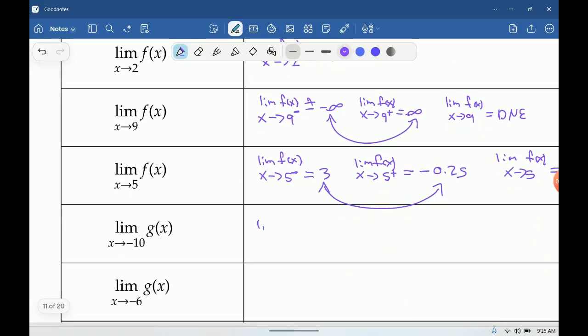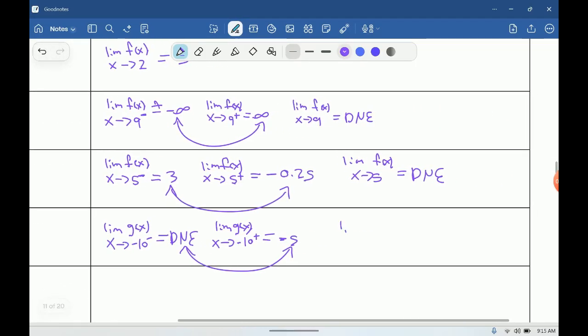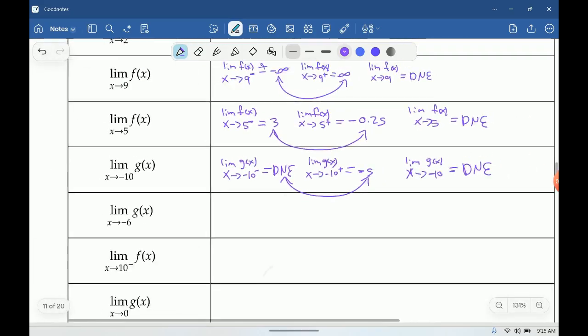And we would write it down as the limit of g of x as x approaches negative 10 from the left does not exist, and the limit of g of x as x approaches negative 10 from the right is negative 5. Once again, these are completely different answers, and one of them simply does not exist, so we would say that the limit for g of x as x approaches negative 10 does not exist.